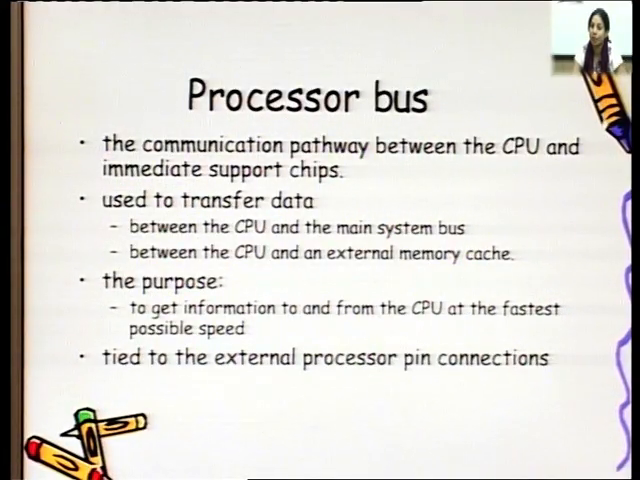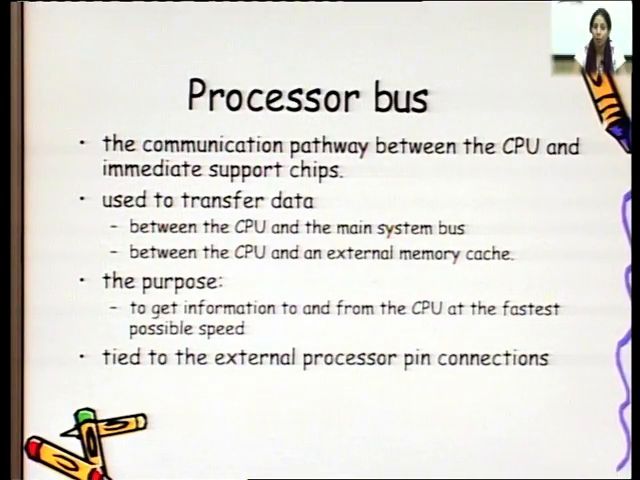Now, we will discuss the processor bus. The communication pathway between the CPU and immediate support chips. The processor bus is basically a communication path between your CPU and any intermediate supporting chips, and it is used to transfer data. What are the two devices between which the data exchanges take place? That is between the CPU and the main system bus. Second is between the CPU and the external memory cache.